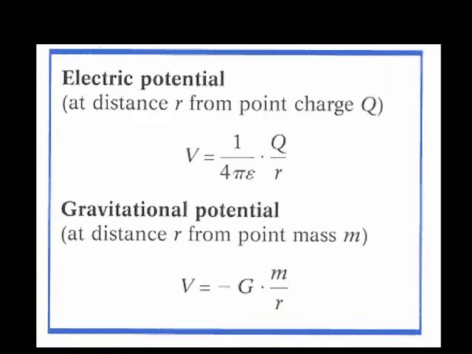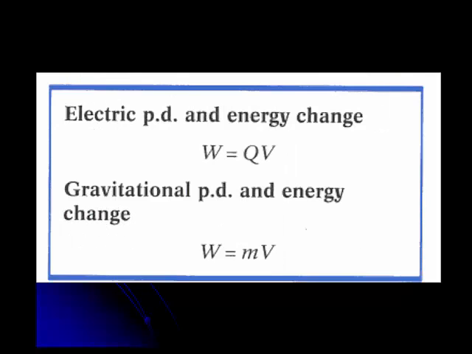Again, for electric potential, we see a very similar situation. For electric potential at distance r from a point charge, the potential is a constant multiplied by a point charge divided by r in this case. And for gravitational potential, we have a constant multiplied by the mass divided by r. Again, the idea between electric potential and gravitational potential needs to be highlighted. There's lots of similar thinking here.